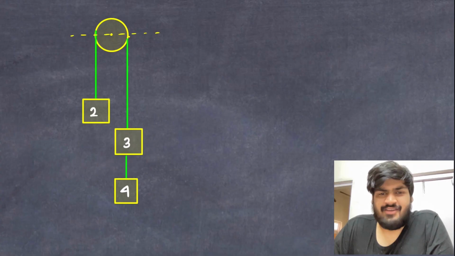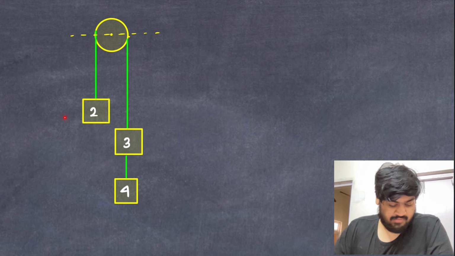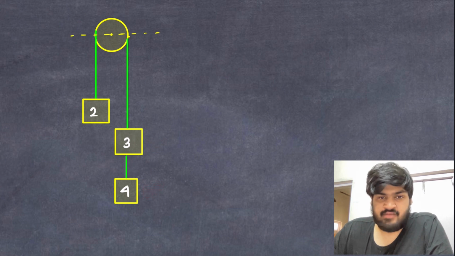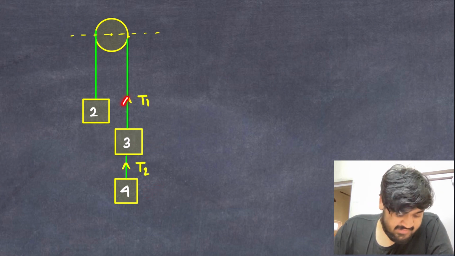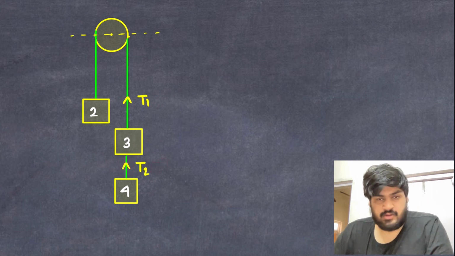Thank you. So hello guys, proceeding on to the second example. Okay, so over here we have three blocks. This is the block of mass 2 kg, this is the block of mass 3 kg, and this is the block of mass 4 kg. So we need to find the tension in this string, that is T1, and the tension in this string, that is T2. Okay, so over here the tensions will be different.